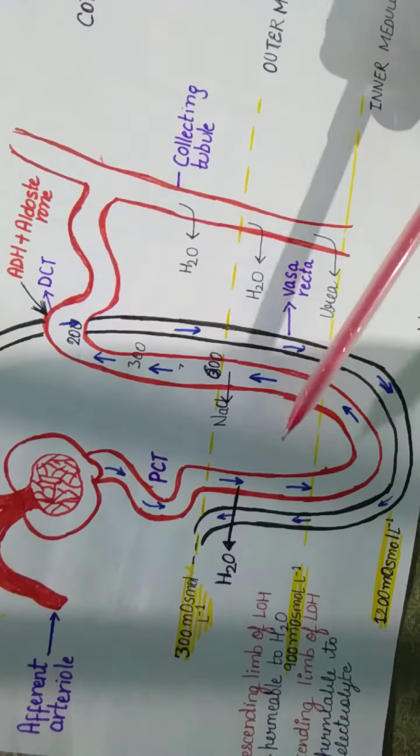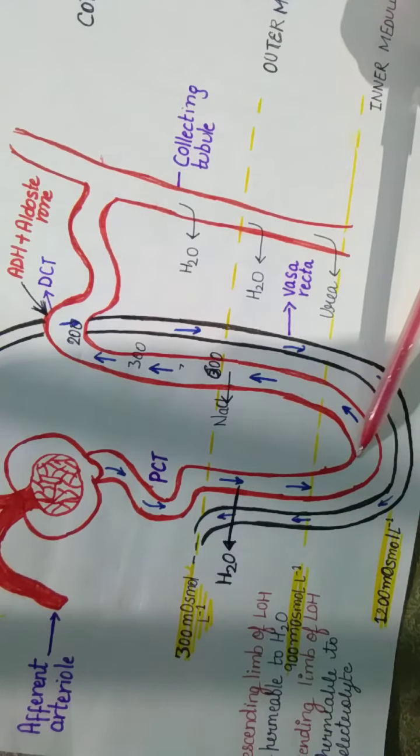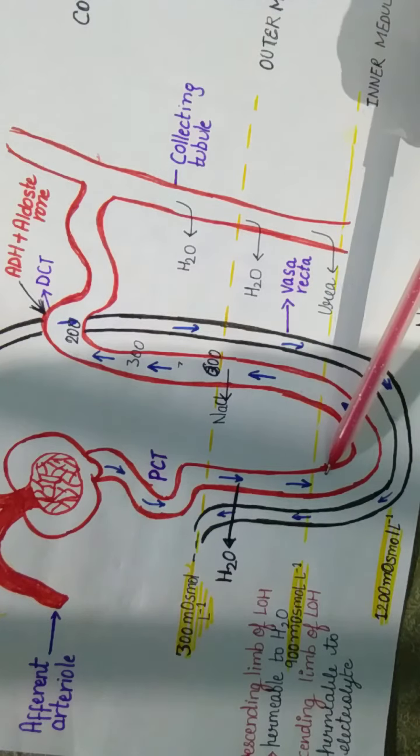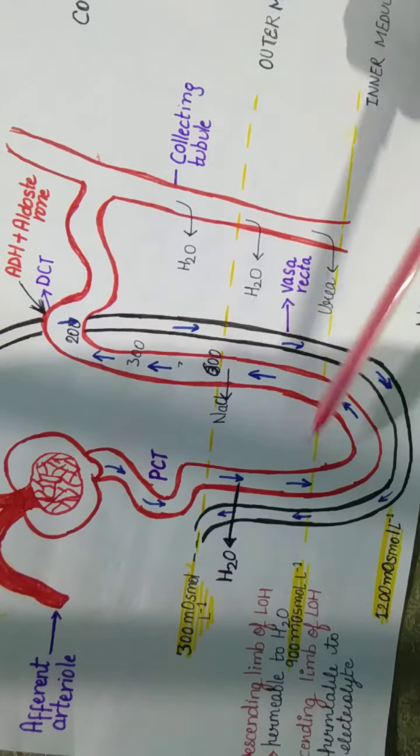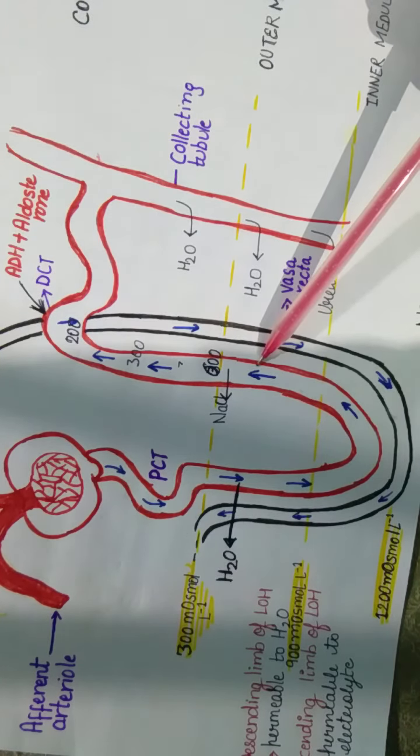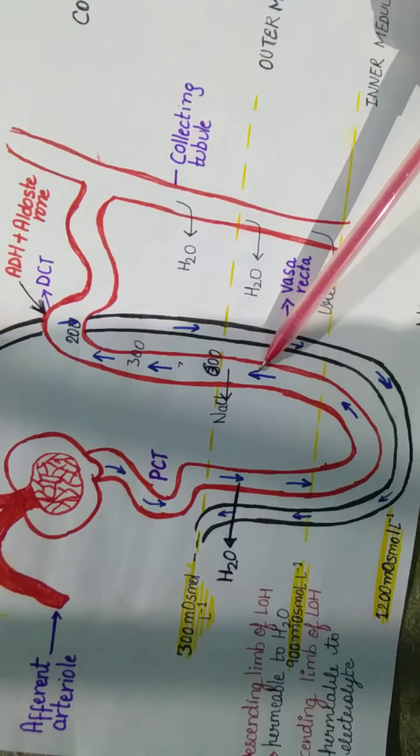So this is the hairpin shaped Henle's loop. This is the descending limb of the loop of Henle and this is the ascending limb of the loop of Henle. Let's understand this from a simple diagram. This is the descending limb of the loop of Henle and this is the ascending limb.